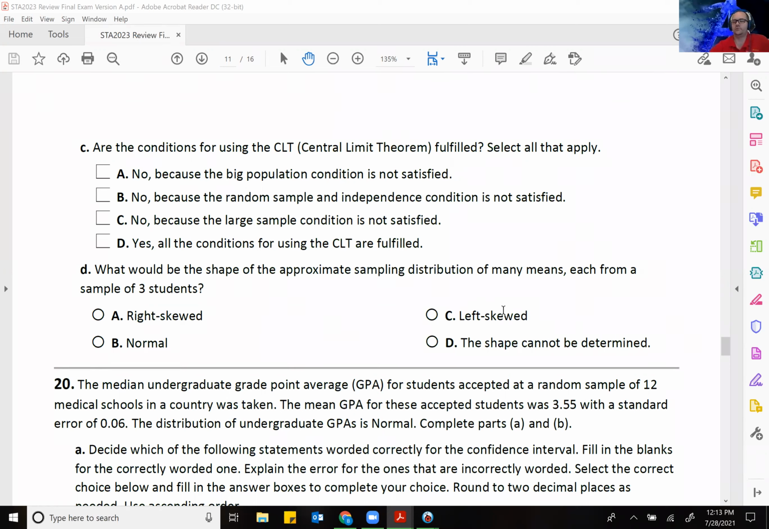So down in part D, what would the shape of this look like for a sample of 3 students then? A. And I totally agree with A, because it should look like what your regular distribution looks like, what your population looks like. It should mimic it. Very good. So it'll be right skewed. Any questions on this one?